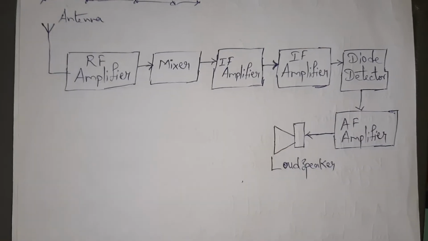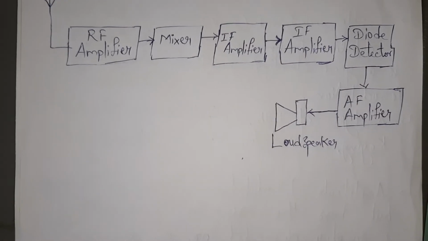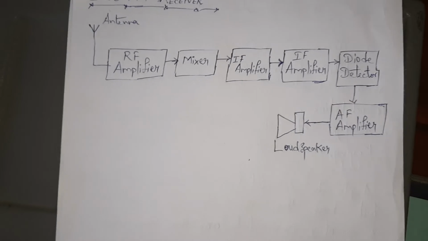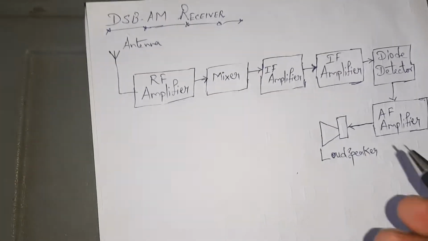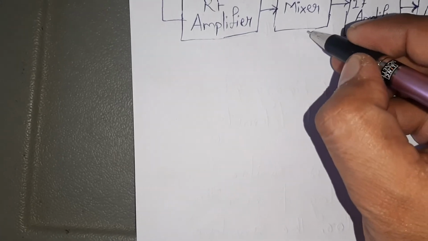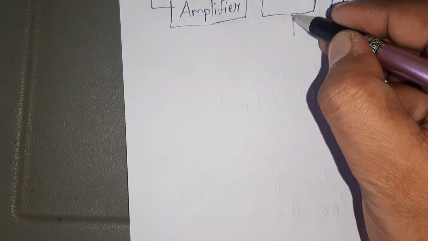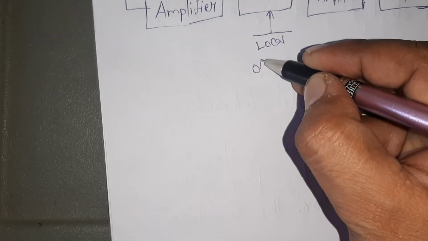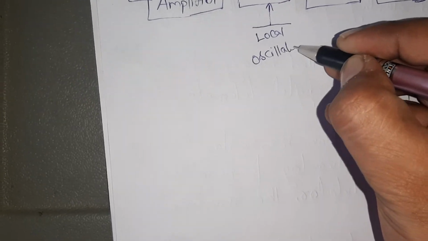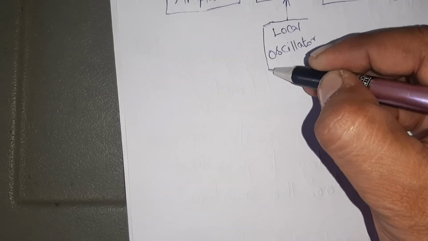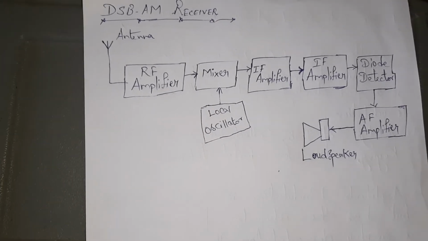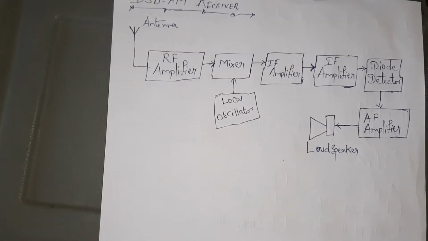Now here you can observe we have a mixer. What is the role of the mixer? You can observe we have one more block for this mixer, that is the local oscillator. I will just draw this local oscillator block. The mixer takes both the local oscillator as an input and the RF amplifier output as an input, so both signals can be combined with the help of the mixer.